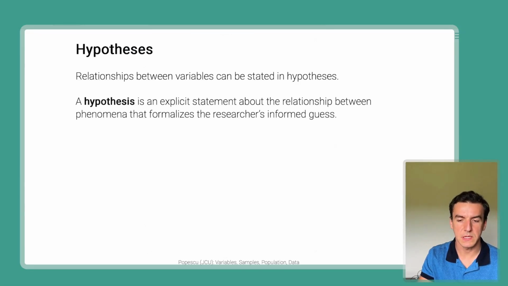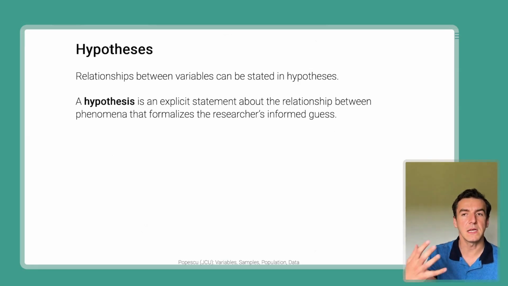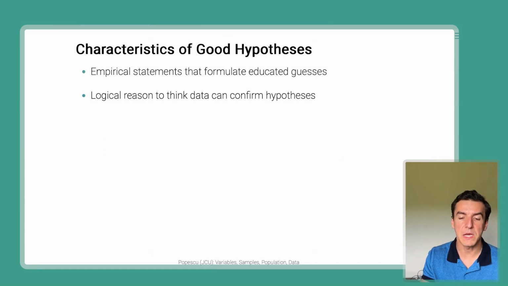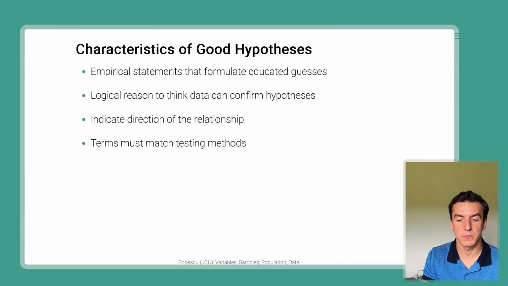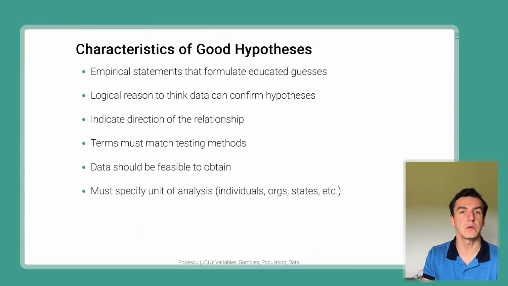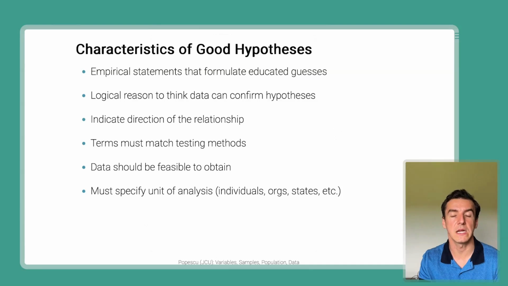So what are hypotheses? Hypotheses are explicit statements about the relationship between phenomena that typically is a formulation of the researcher's guess. Good hypotheses typically are based on logical reasons or some hunch by researchers, and they also indicate the direction of the relationship. Data also has to be feasible to obtain in order to confirm or disconfirm the hypothesis. And typically, the units of analysis have to be specified clearly.